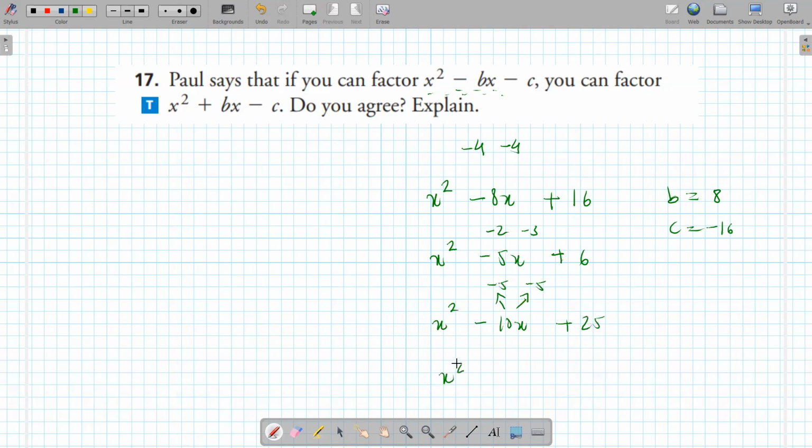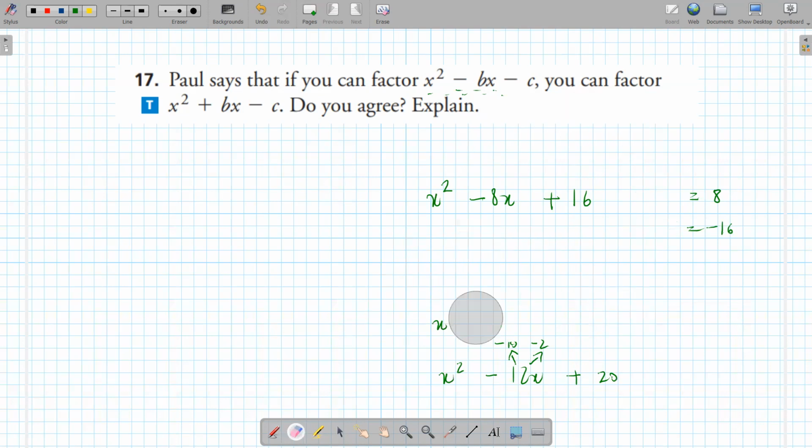Let's try one more. X squared minus 12x. Let's say it's negative 10 and negative 2. What does it multiply to? 20. 20, okay? So there's an infinite number of these examples. We can just work with one of them.